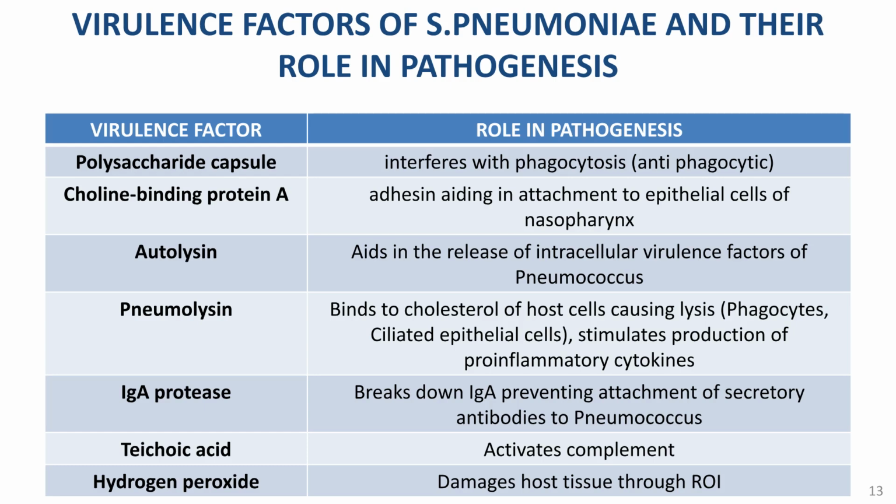Pneumolysin is a cytotoxin binding cholesterol in host cell membranes, causing lysis of phagocytes and ciliated epithelial cells, while stimulating pro-inflammatory cytokine production. IgA protease breaks down secretory IgA, preventing antibody attachment and facilitating mucosal colonization. Teichoic acid activates complement, contributing to inflammation. Hydrogen peroxide produces reactive oxygen intermediates, damaging host tissues. These combined factors make pneumococcus a formidable pathogen, causing significant morbidity and mortality.